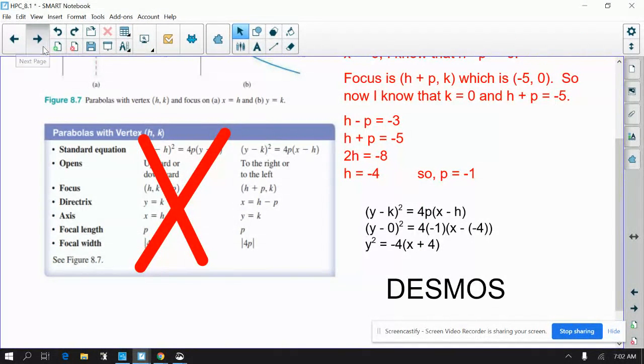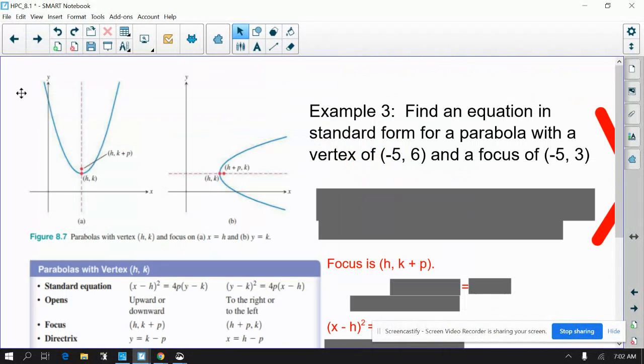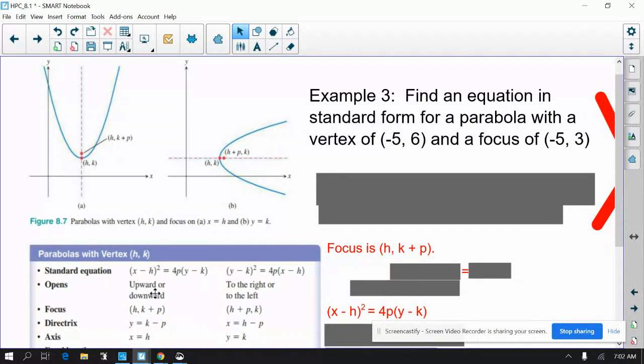And let's go back. Let's try to squeeze in our last example, example 3. So we'll do the next two tomorrow. Find an equation in standard form. Okay, another thing, we have to find the standard form of a parabola with a vertex of negative 5, 6 and a focus of this. Okay, so the vertex and the focus. Look at the vertex and the focus. Here's the vertex, here's the focus, or maybe it's this vertex and this focus.